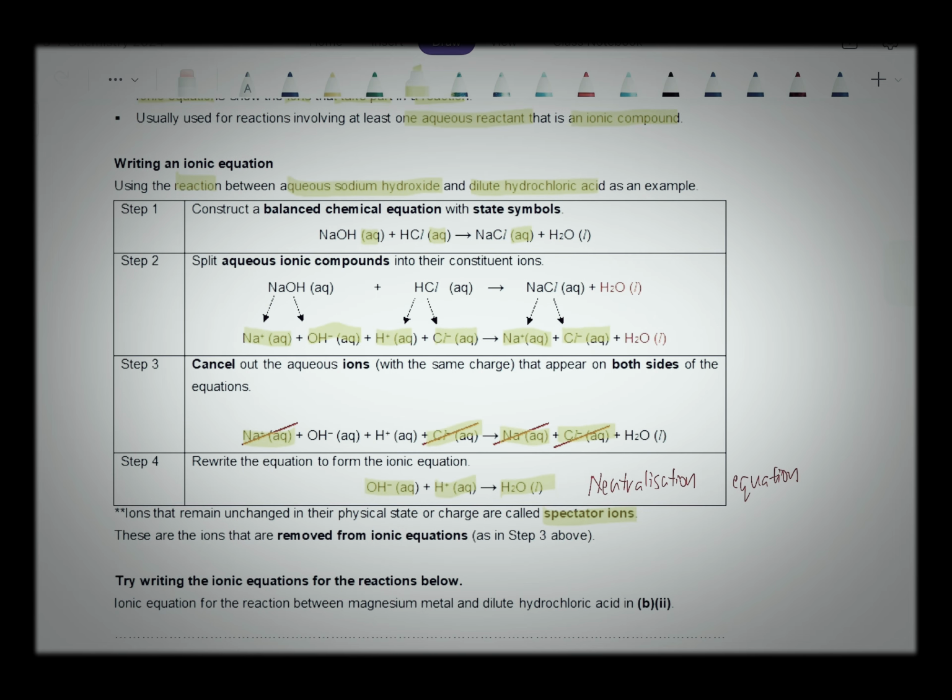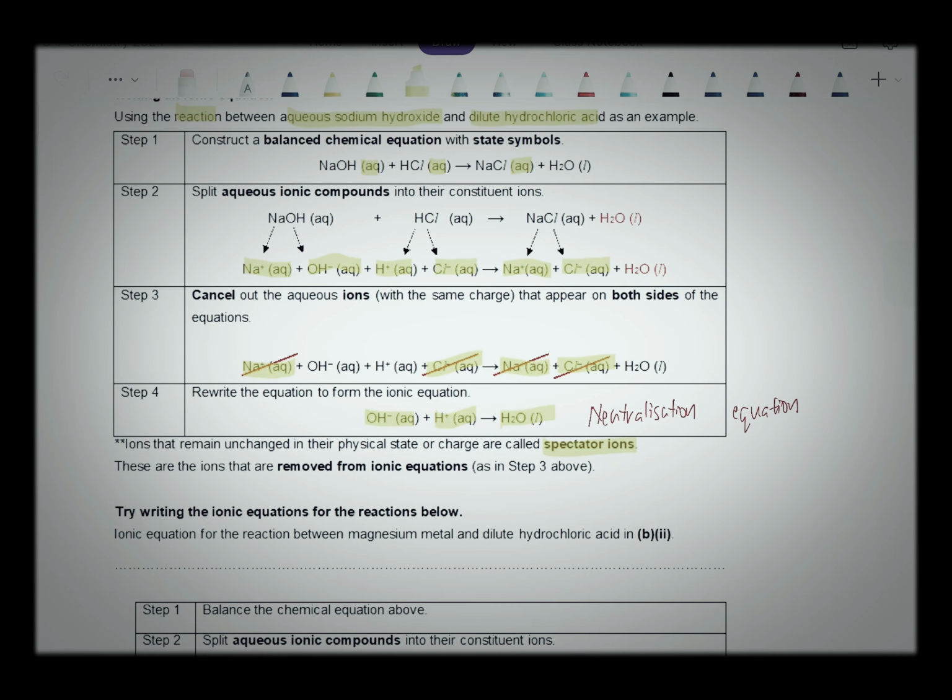So now, can you try to write out an ionic equation by yourself for B part 2, which is the reaction between magnesium metal and dilute hydrochloric acid.